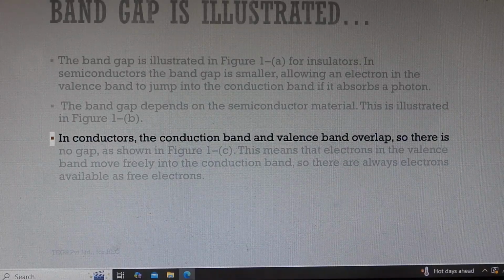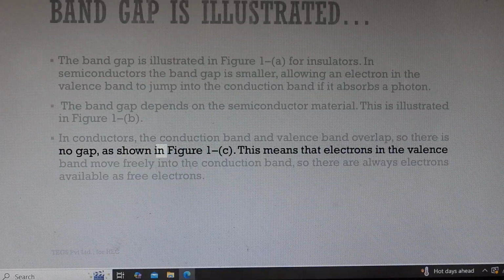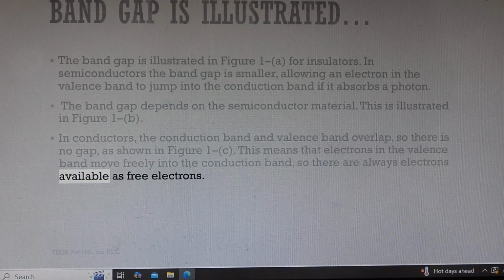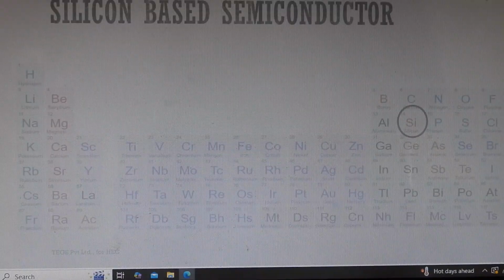In conductors, the conduction band and valence band overlap, so there is no gap, as shown in Figure 1, C. This means that electrons in the valence band move freely into the conduction band, so there are always electrons available as free electrons. Silicon-based semiconductor.